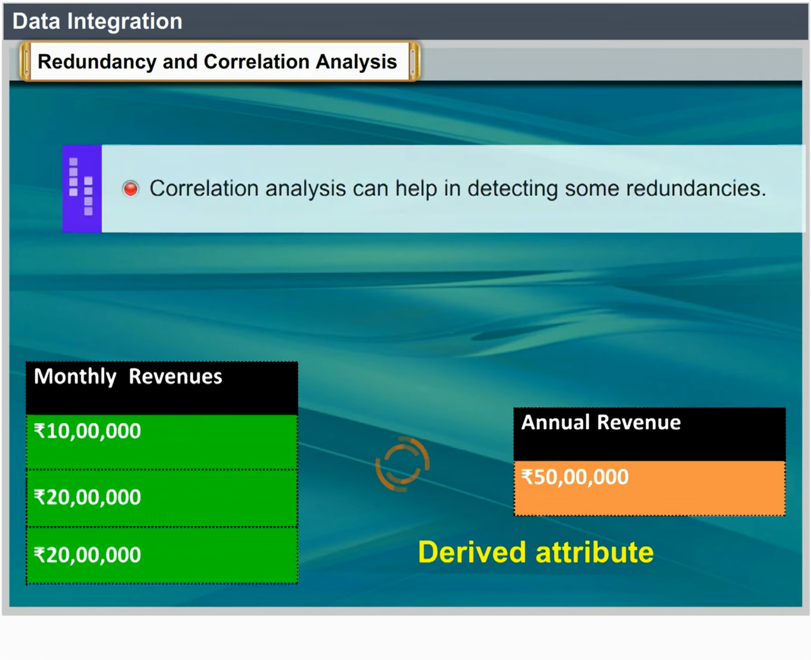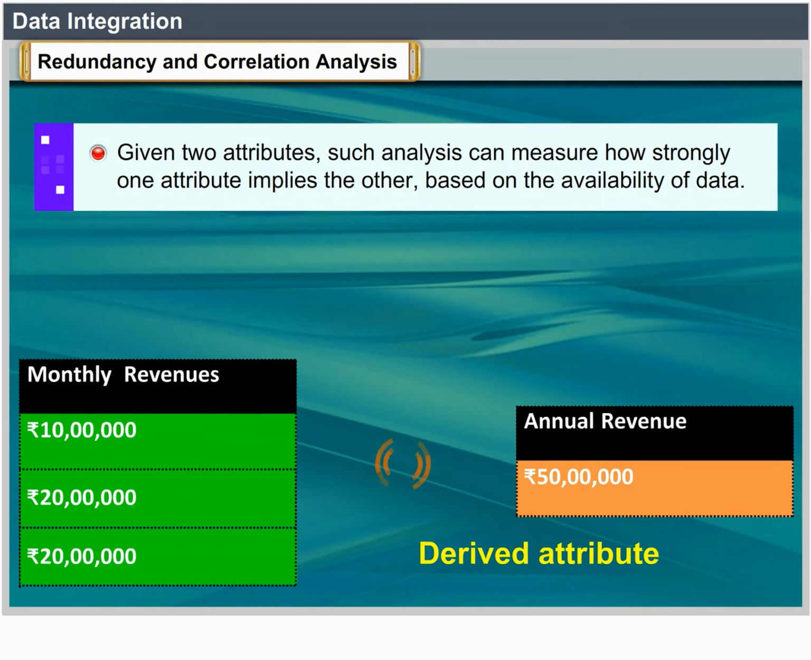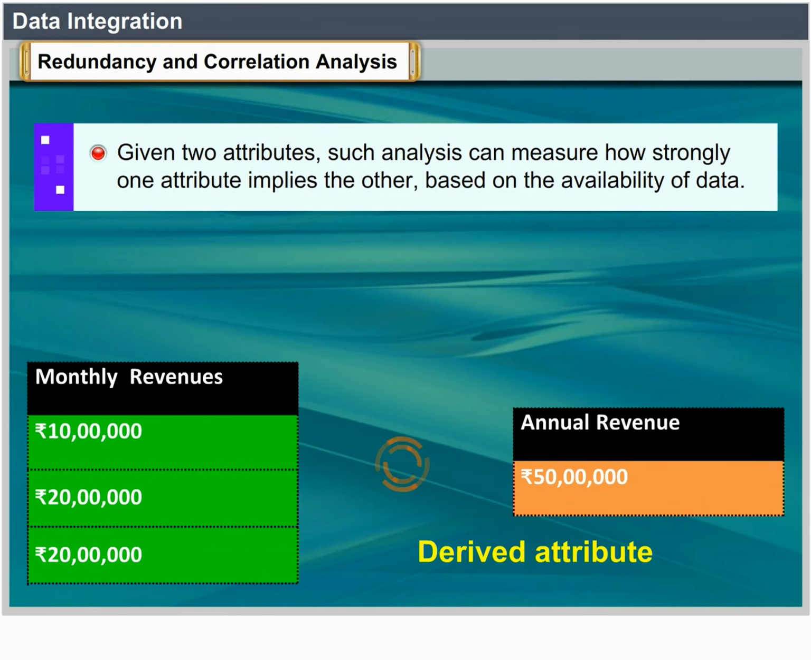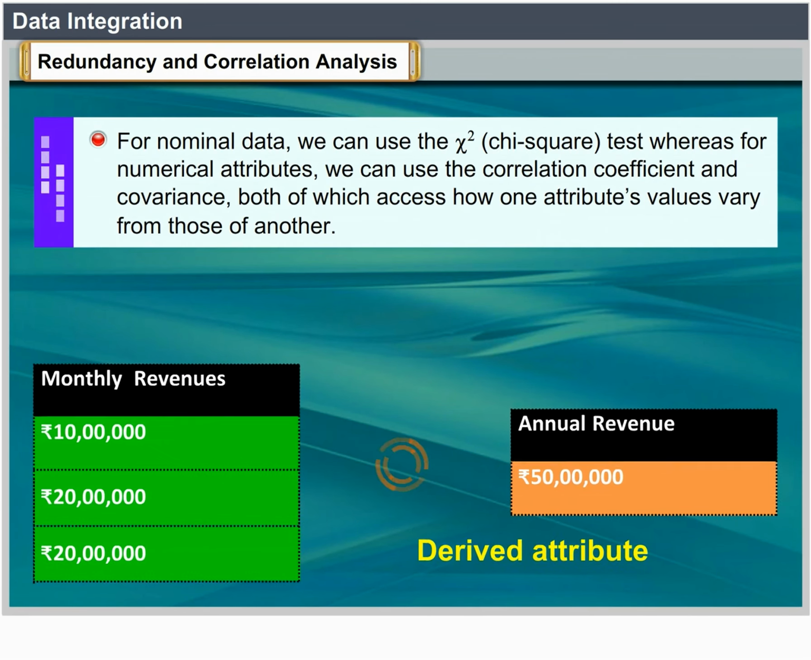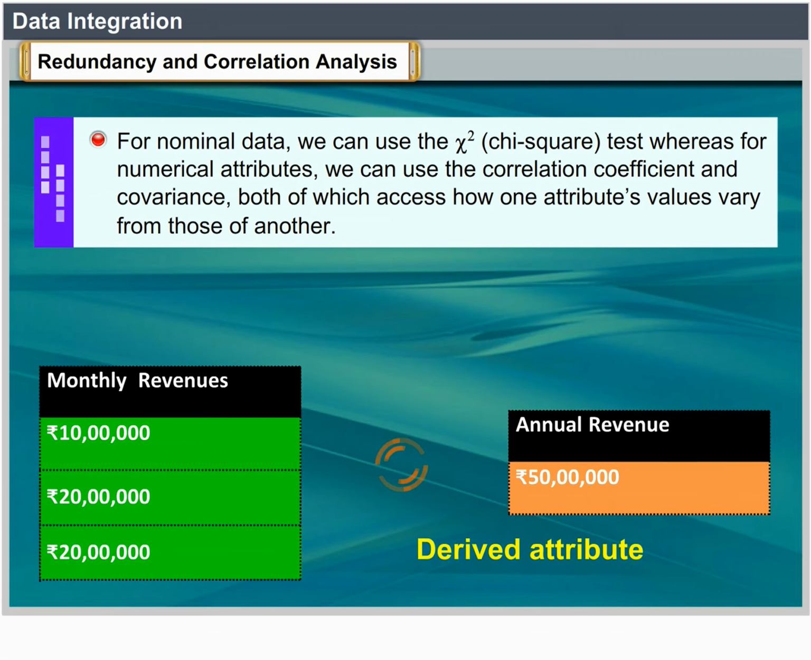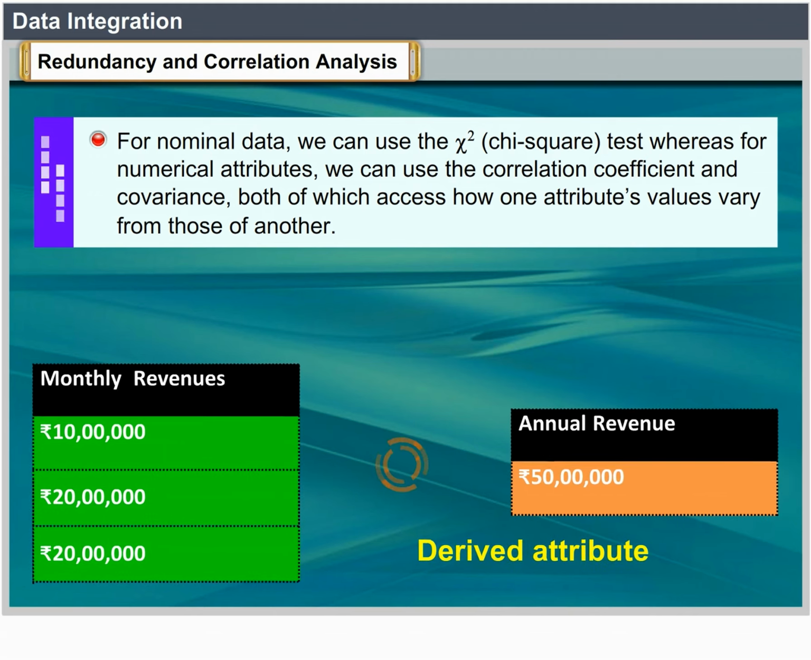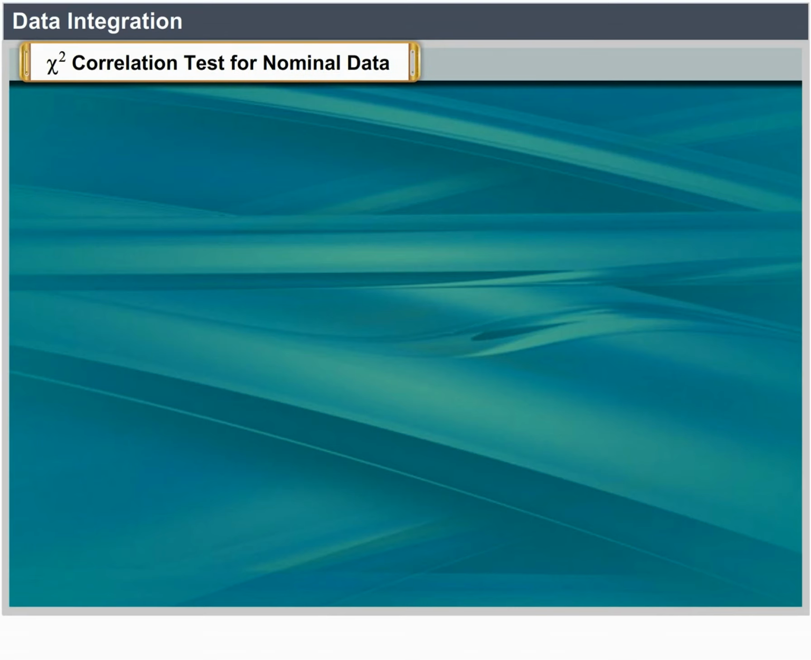Some redundancies can be detected by correlation analysis. Given two attributes, such analysis can measure how strongly one attribute implies the other based on the available data. For nominal data, we use the chi-square test. For numeric attributes, we can use the correlation coefficient and covariance, both of which assess how one attribute's values vary from those of another. Chi-square correlation test for nominal data.